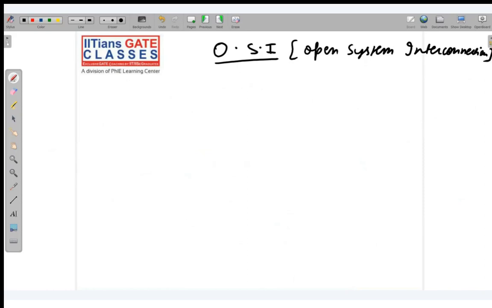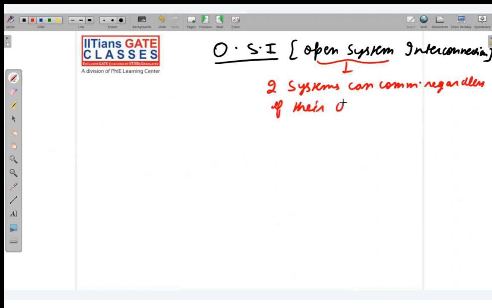What do you mean by open system? Open system means it is open for all. That means two systems can communicate regardless of their underlying architecture. Open system means two systems, meaning computers, can communicate regardless of their underlying architecture.